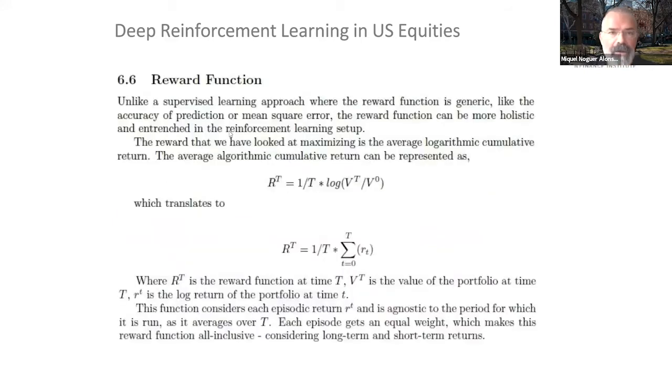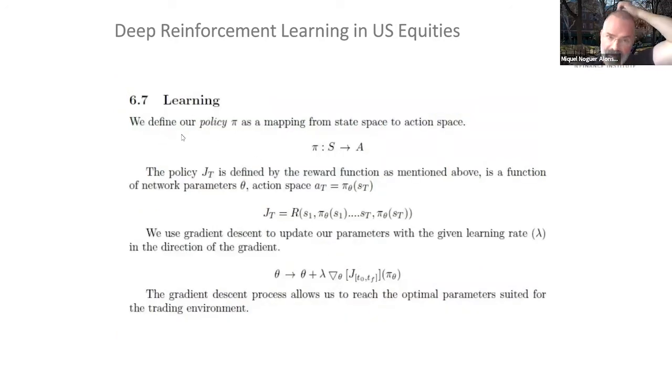Okay, the reward function is the logarithmic cumulative return. You can find the details in the paper, but as I said, we're not considering risk-adjusted returns here, but returns. Implicitly, though, we consider costs in a way that I'll show in a second. We define our policy pi as a mapping from state space to action space, and we will use gradient descent to update the parameters, with a given learning rate lambda, in the direction of the gradient and so on.